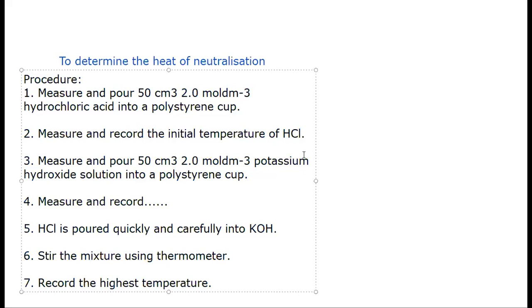Cover the polystyrene cup with a lid. Or where should we add in cover the polystyrene cup with a lid? Step 6. That means the step 6 has become what steps? Stir the mixture using thermometer and cover with a lid. Okay, you cover first or you stir first?